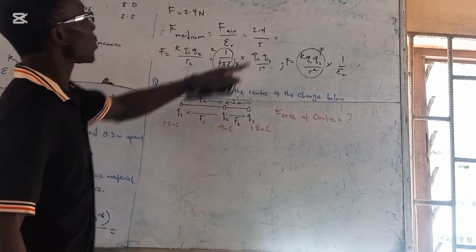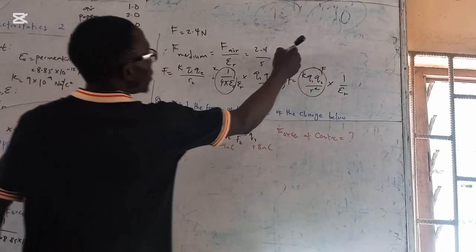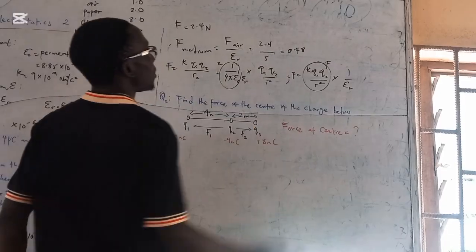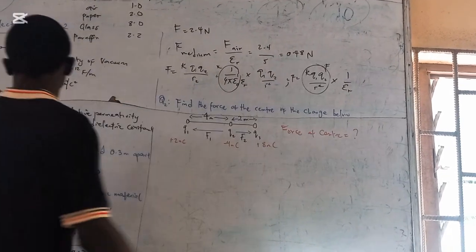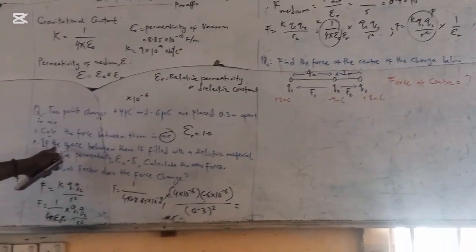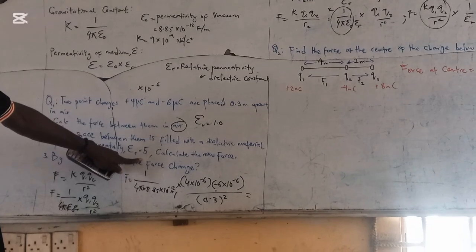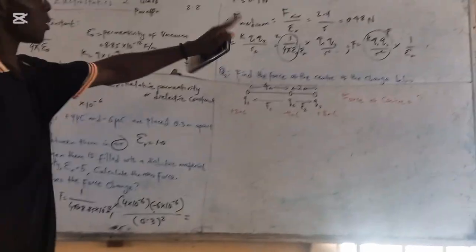So to calculate this on our calculator, we're going to be having 0.48. That is for when the relative permittivity 5 is included. So that's how we get our force.